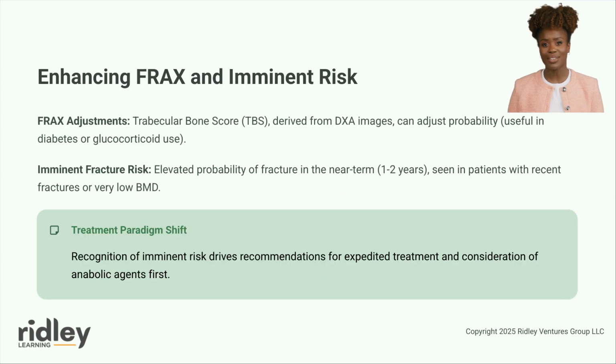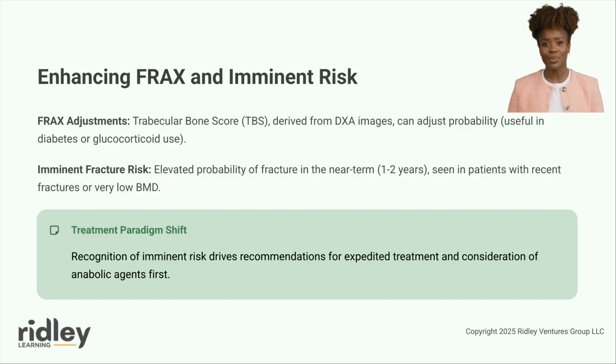Several modifications and supplements to standard FRAX calculation have been proposed to enhance fracture prediction in specific circumstances. Trabecular bone score, a textural index derived from lumbar spine DXA images that provides information about trabecular microarchitecture, can be incorporated into FRAX calculation to adjust fracture probability.